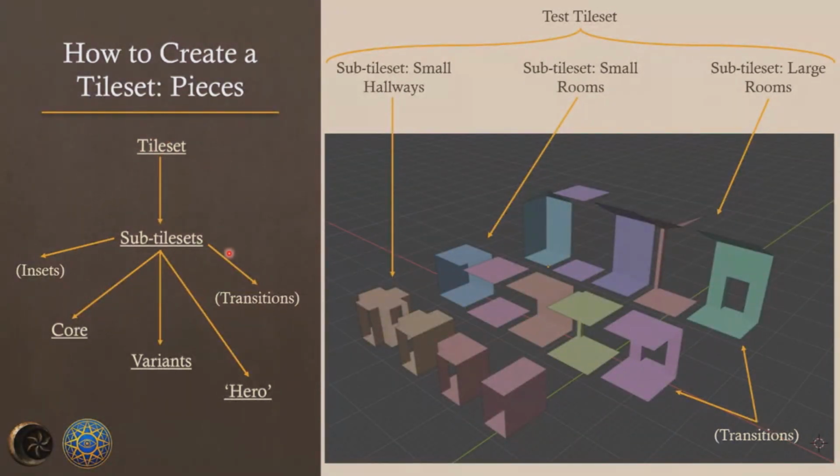So there are sub-tilesets within that. In this little example over here, I have 3 sub-tilesets. I have large rooms, I have small rooms, and I have hallways.